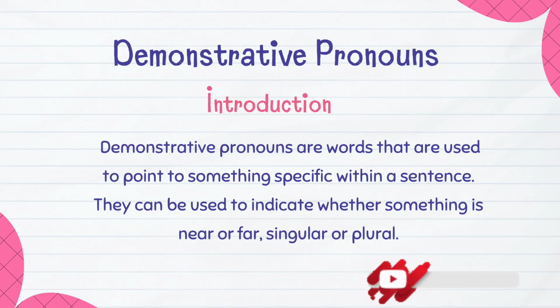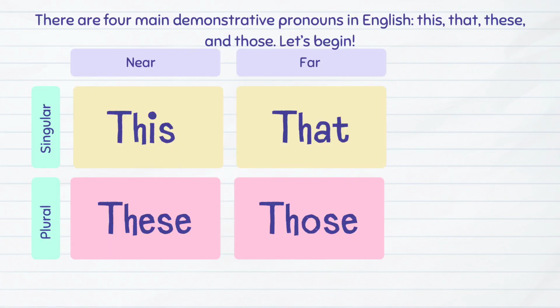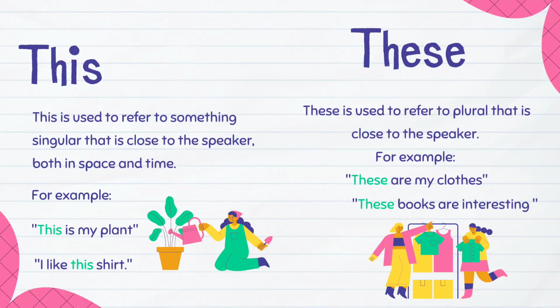Demonstrative pronouns. Demonstrative pronouns are words that are used to point to something specific within a sentence. They can be used to indicate whether something is near or far, singular or plural. There are 4 main demonstrative pronouns in English: this, that, these and those.